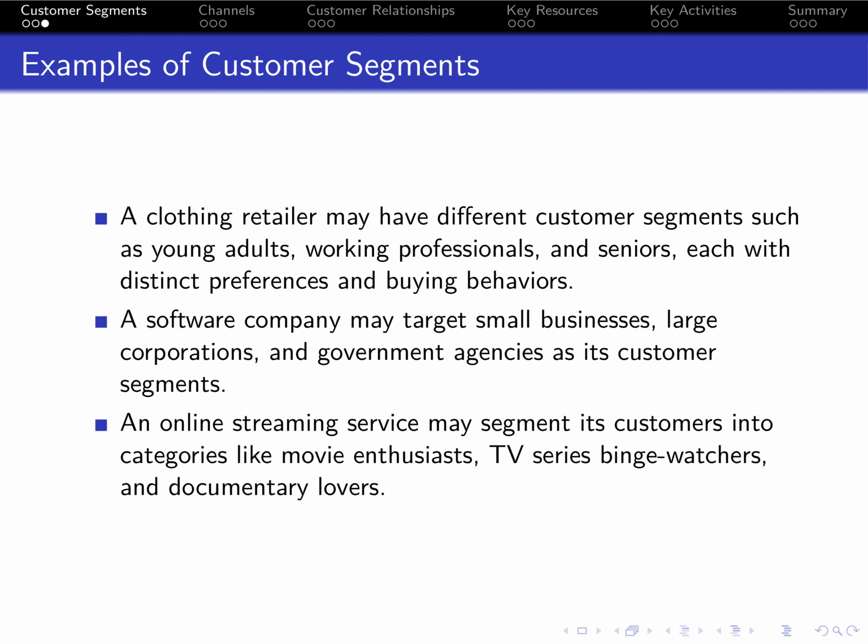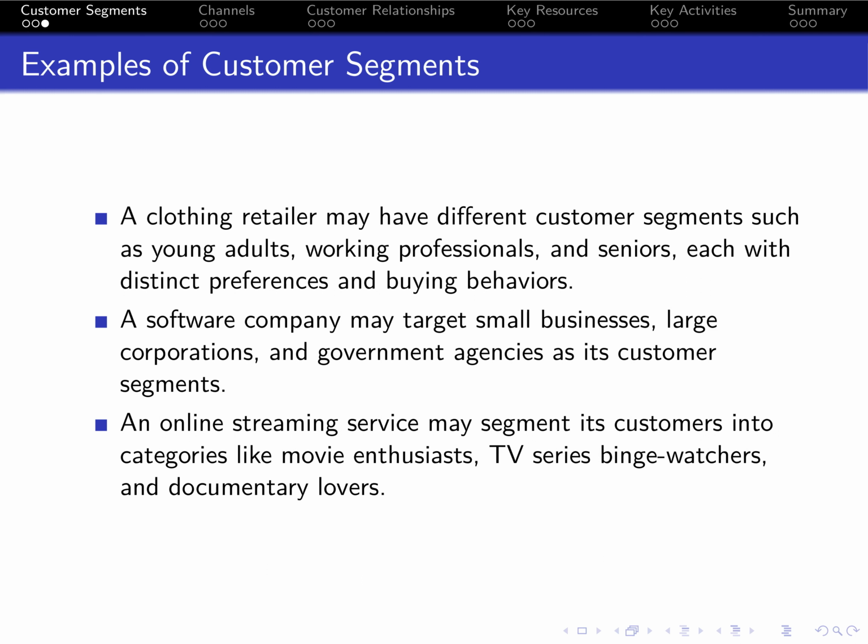Lastly, an online streaming service may segment its customers into movie enthusiasts, TV series binge watchers, and documentary lovers. By offering personalized content recommendations and targeted marketing campaigns, the streaming service can enhance user engagement and attract new subscribers based on their viewing preferences. These examples highlight the importance of identifying and catering to different customer segments to drive business success.